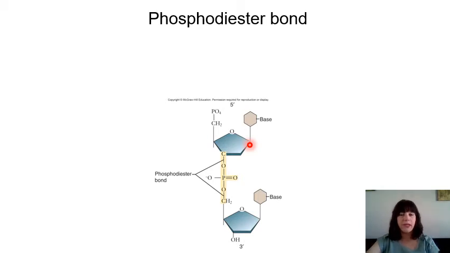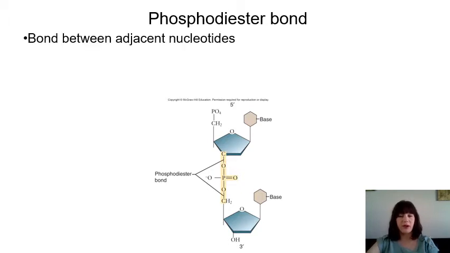If you remember way back at the beginning of the semester, we talked about what type of reactions put molecules together. Do you remember? Condensation reactions, right? So a condensation reaction occurs to put these two subunits together, and the way they combine is at a phosphate group of one and the hydroxyl group of the other.